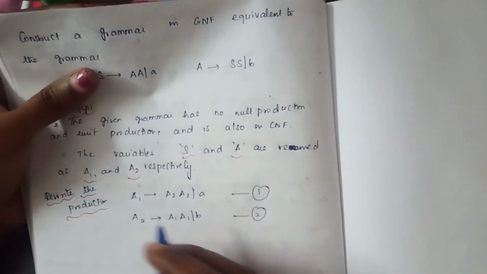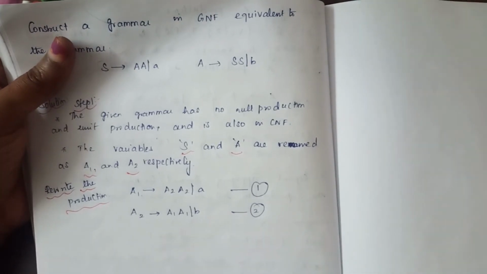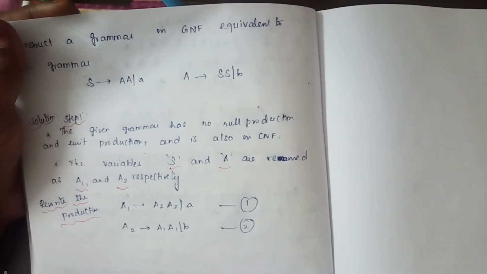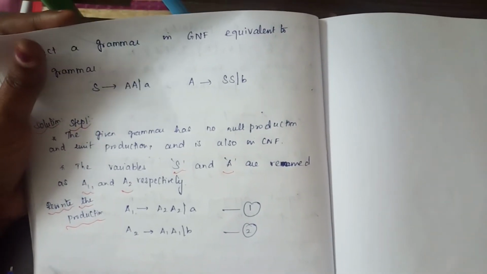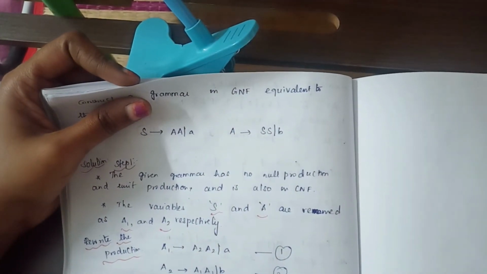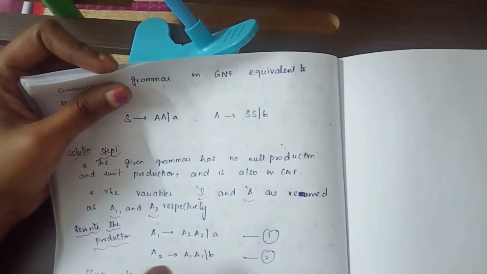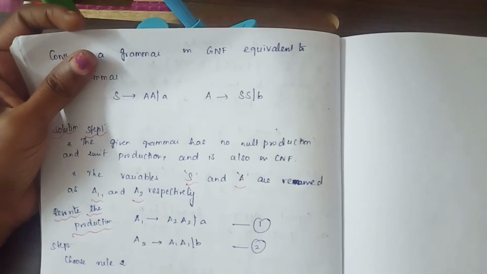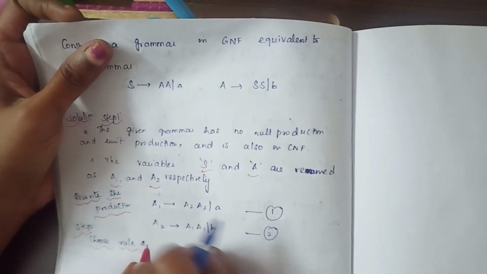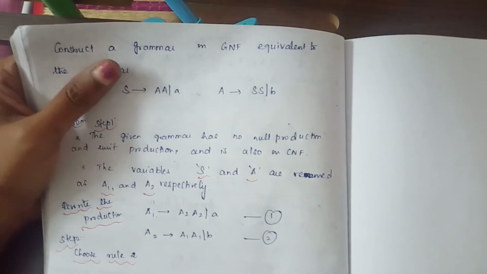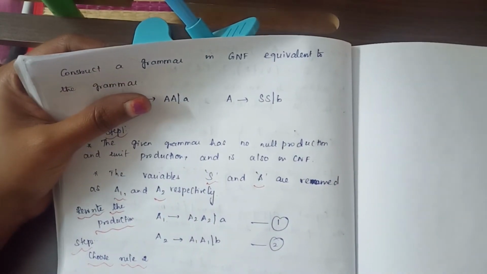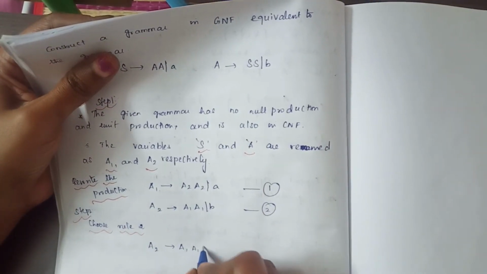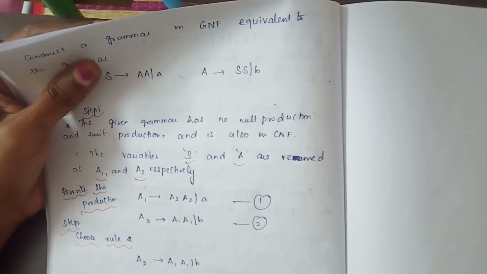So when it has i greater than j, you have to use lemma 2, right? Okay, so now choose rule 2, right? So this is my step 2. Choose rule 2. The rule A2 is, so A2 gives A1 A1 or B, right?